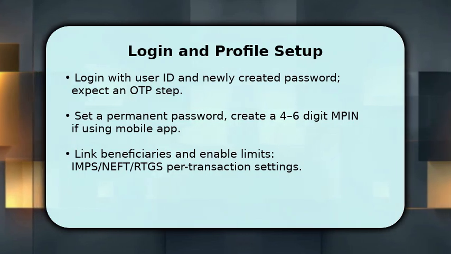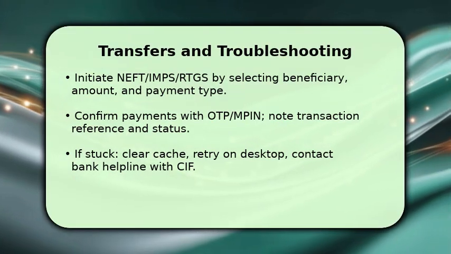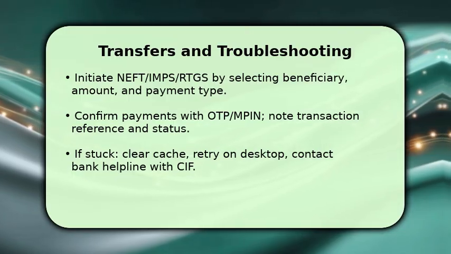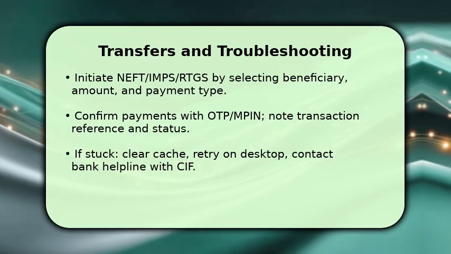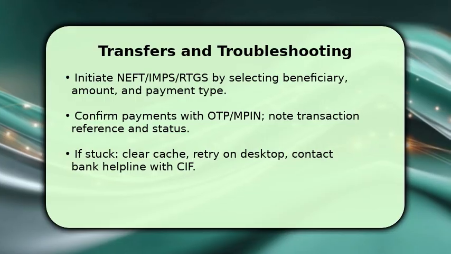You perform payments by choosing the transfer type, selecting a beneficiary, and entering the amount. Confirm details carefully, then authorize with an OTP or MPIN. After submission, note the transaction reference and review the status in transaction history to ensure completion.